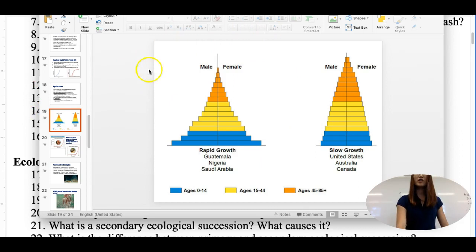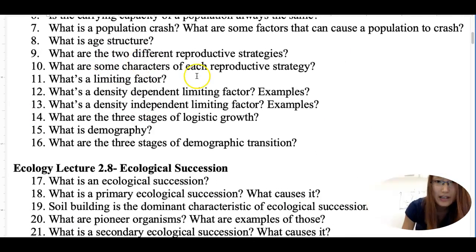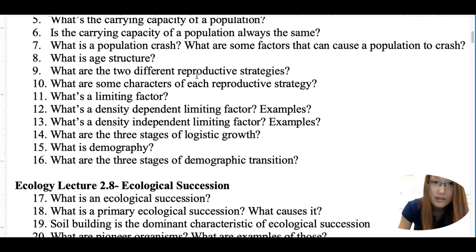So this is called an age structure because it tells you the structure of the age within the population. And then there's another one that's related. Actually, it's not on here.